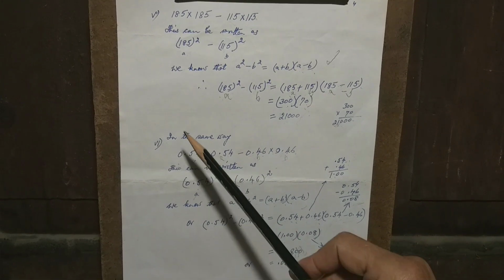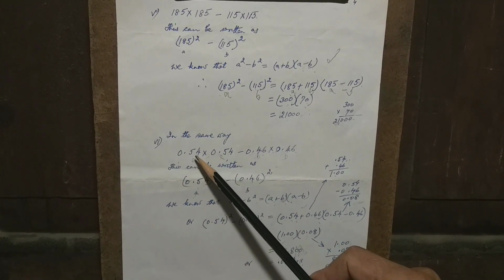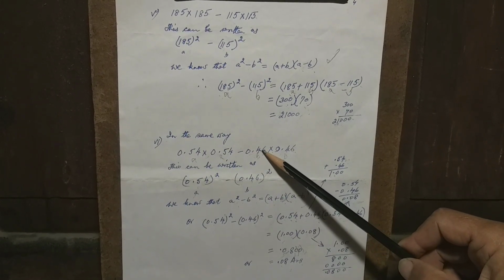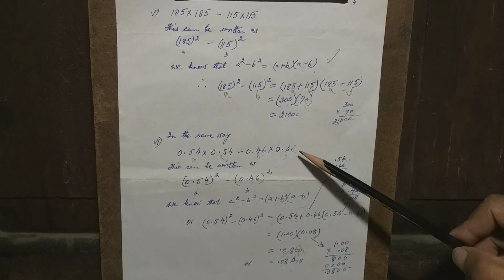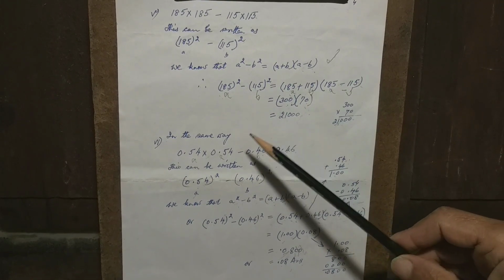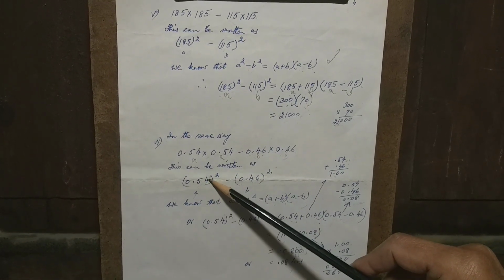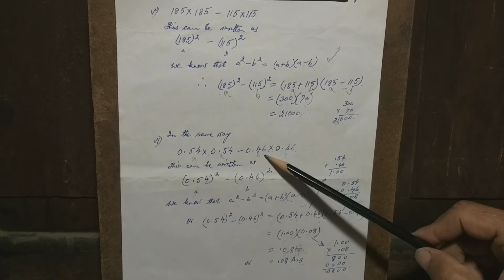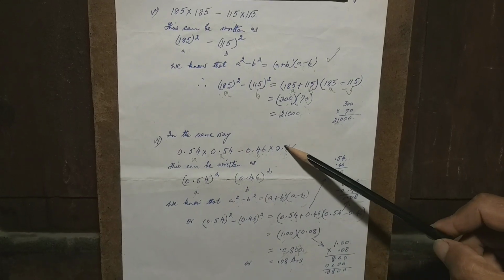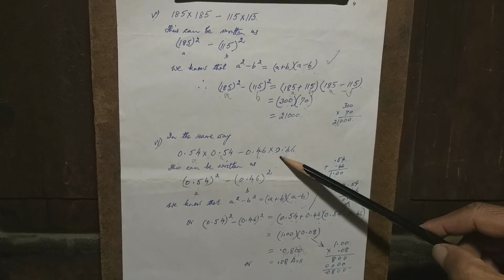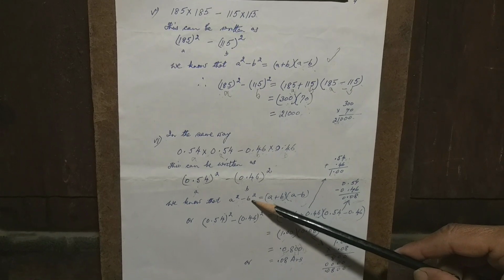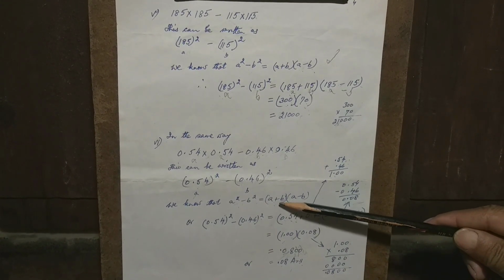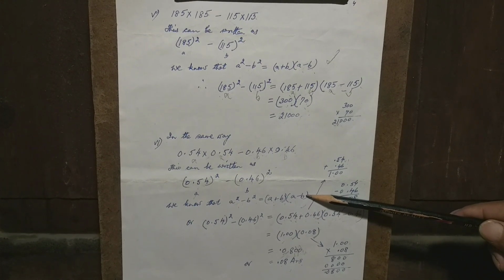Now in the same way we have 0.54 multiplied by 0.54 minus 0.46 multiplied by 0.46. Now this can be again written as 0.54 whole square, and this can be written as 0.46 whole square. Again we have this in the form of a square minus b square, and we know that a square minus b square is equal to a plus b into a minus b.